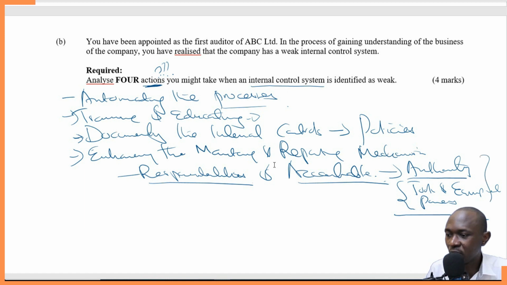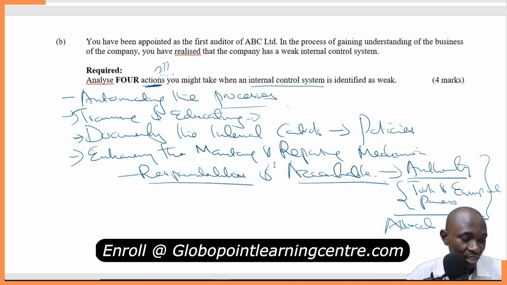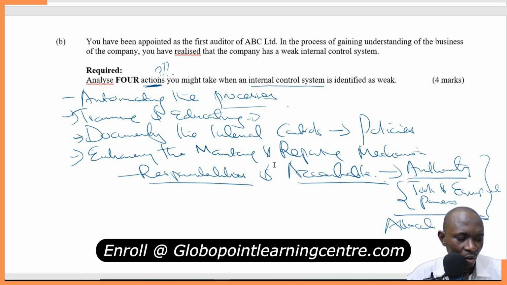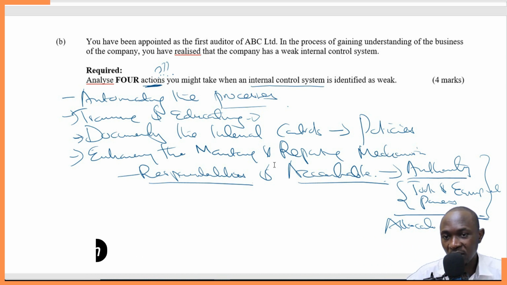So this means that we have to allocate resources in favor of this internal control system so that we enhance the process by assigning responsibilities, by assigning accountabilities, and that will go a long way in ensuring that the internal control system of an organization is improved.